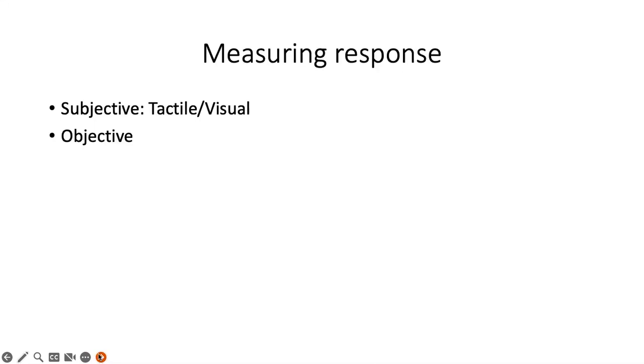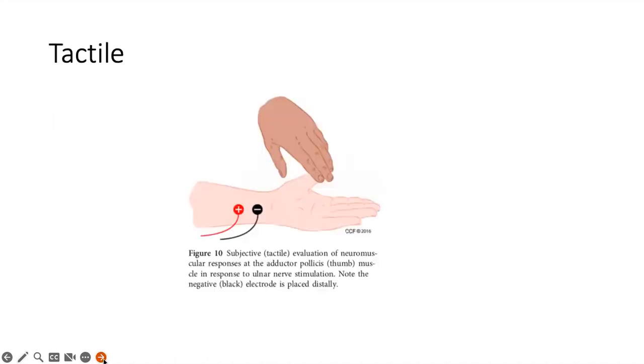So how do you measure the response? The response can be measured subjectively or objectively. Subjectively is by tactile or visual. Tactile means you are feeling it, and visual is what you see. The best is an objective measure, because we all can feel different things, but the objective measure is where the machine will tell you the value is this, and that is the most accurate. However, there are monitors that cannot give you an objective measure, and then you have to rely on the subjective way of monitoring. And I will show you the differences. So we're going to start with the subjective measure.